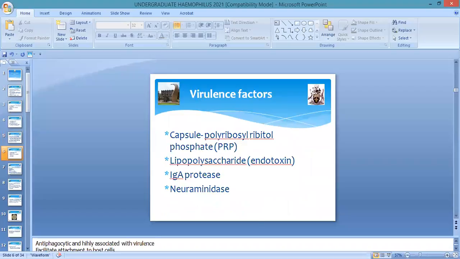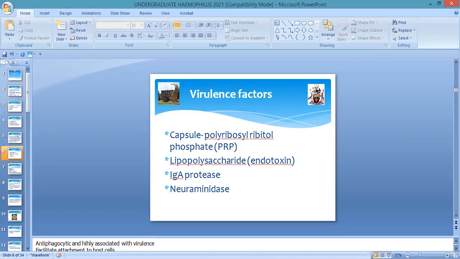So among the virulence factors that are associated with Haemophilus influenzae, we have the presence of the capsule, which I mentioned, which is very key in terms of being antiphagocytic, and it's usually highly associated with the virulence of Haemophilus influenzae. The capsule is quite unique because it's made up of polyribosyl ribitol phosphate, designated as PRP.